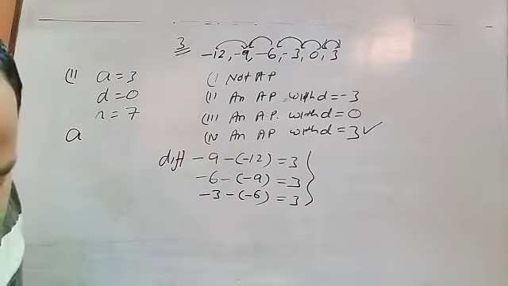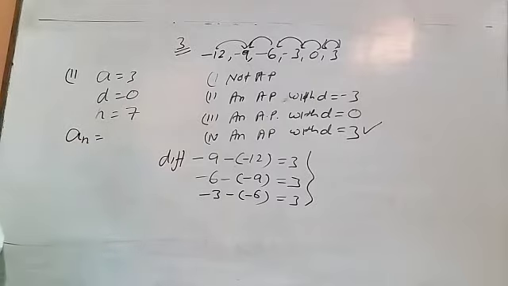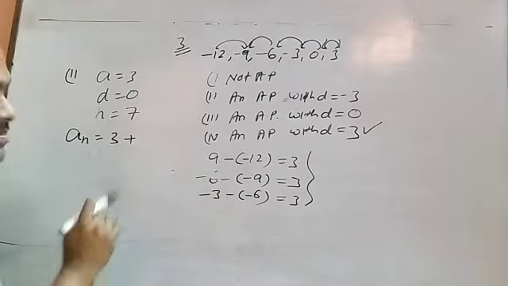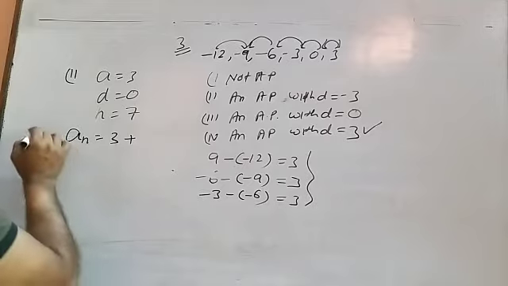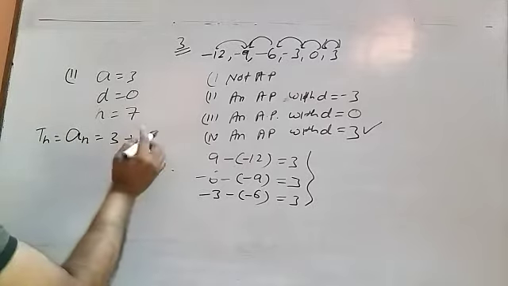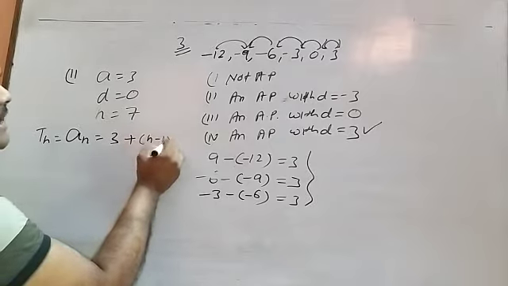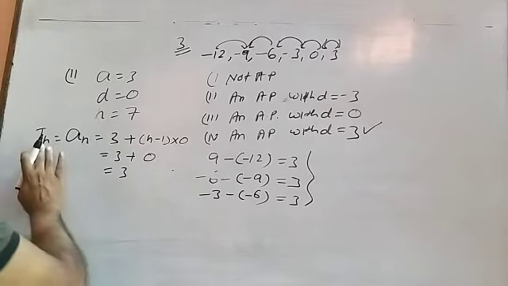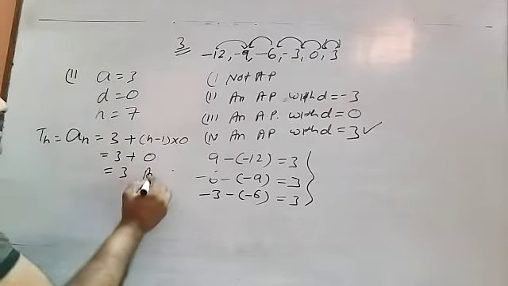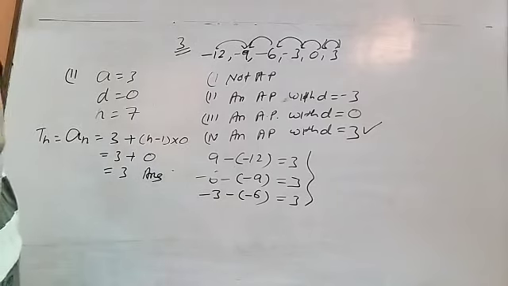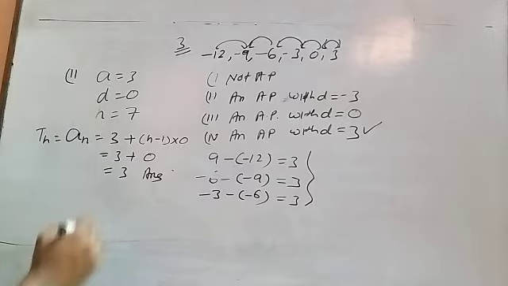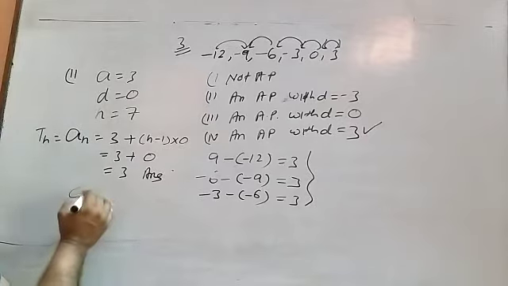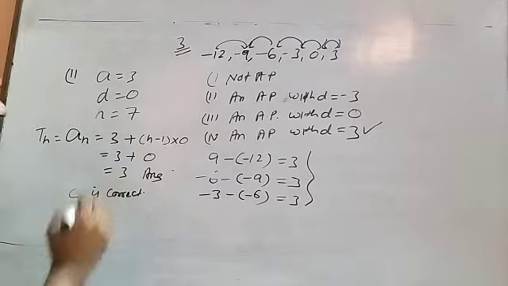So the question is, then an will be 3 plus, use the formula. An means Tn, my dear students. a plus (n minus 1) into 0. 3 plus 0, 3. So Tn or an will be 3. So which part is correct? C part is correct. So for the second one, C is correct. Next question.